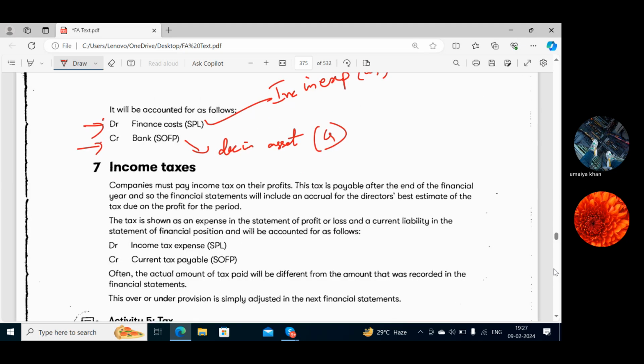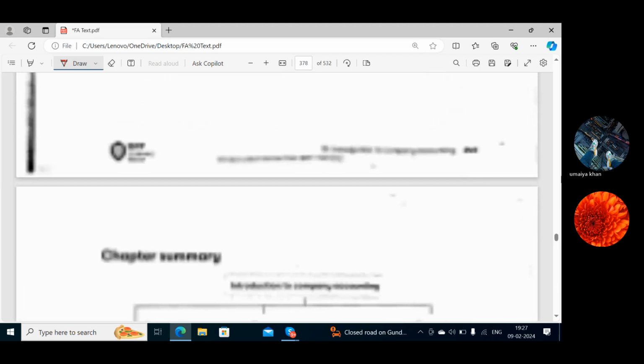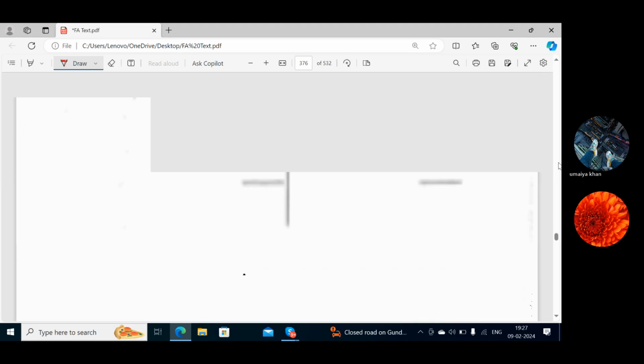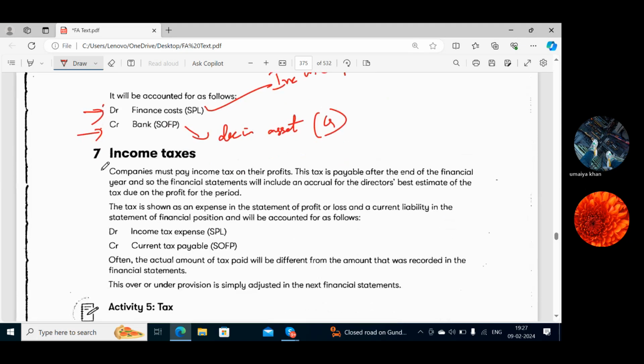Next, income taxes. So we are about to finish the chapter with two more topics. See, when it comes to income tax, everyone knows whenever you earn a profit in the company, you have to pay taxes to the government. So income tax is an expense and it is debited in the statement of profit or loss because income tax happens to be an expense. Increase in expense is debit and increase in liability is credit.